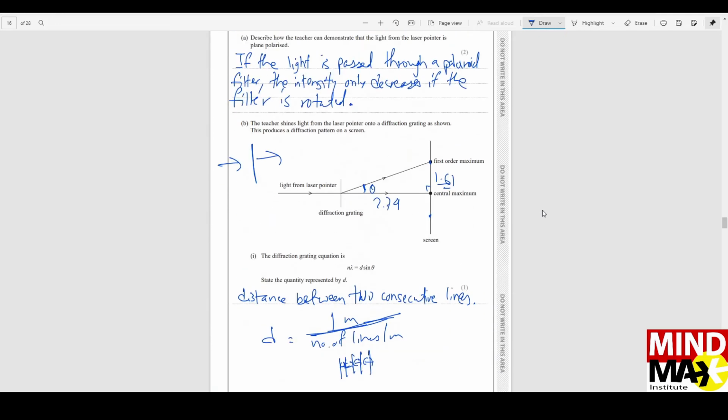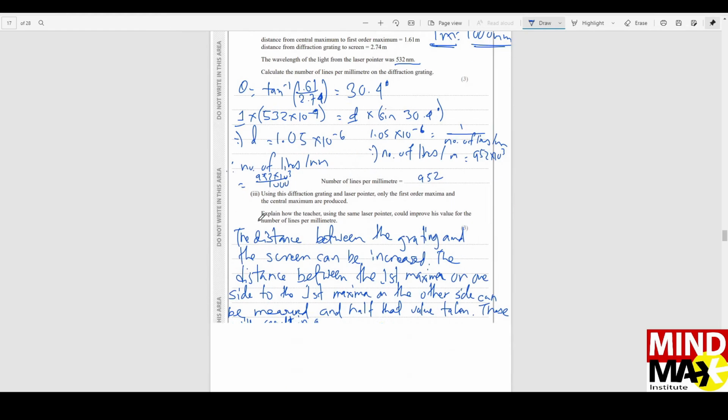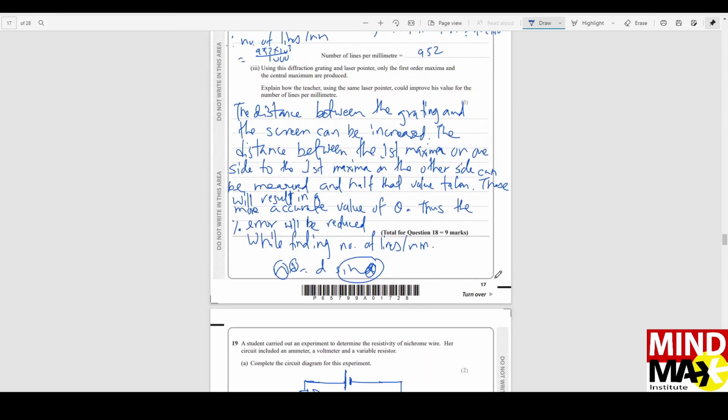We shouldn't just take one side. We should take from one first order maximum to the next one. Because they lie at exactly the same distance from the central maximum, take the total distance between the first here and the first here, divide this by 2, and you're going to get the average distance between the central maximum and the first order maximum. That's going to give you a more accurate value. Okay, that's what I wrote.